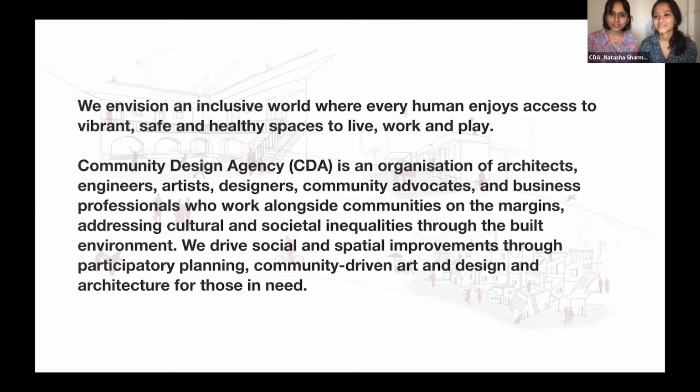We are part of Community Design Agency, which is an organization of architects, engineers, artists, designers, community advocates, and business professionals who work alongside communities in the margins, addressing cultural and societal inequalities through the built environment. We drive social and spatial improvements through participatory planning, community-driven art, and design and architecture for those in need.